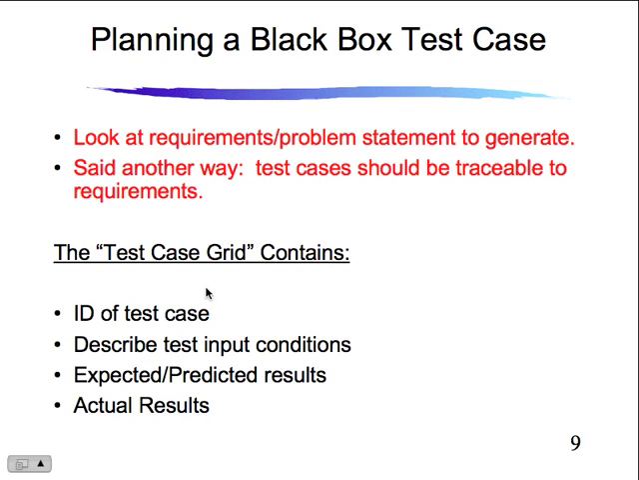So the test grid itself contains an ID for the test, describes the inputs, and the expected or predicted results. Obviously, you're doing the analysis right now, and you're not even going to build it. You're doing a prototype. You might have predicted or expected results, excuse me. You're just not going to have any actual results because we're not actually building the software.